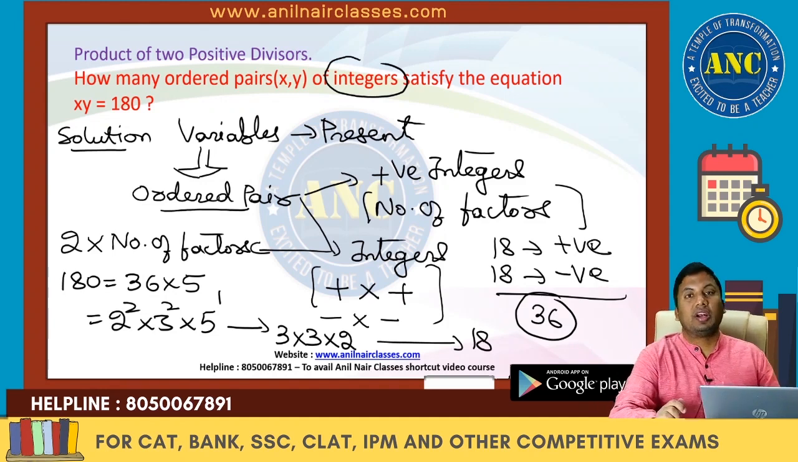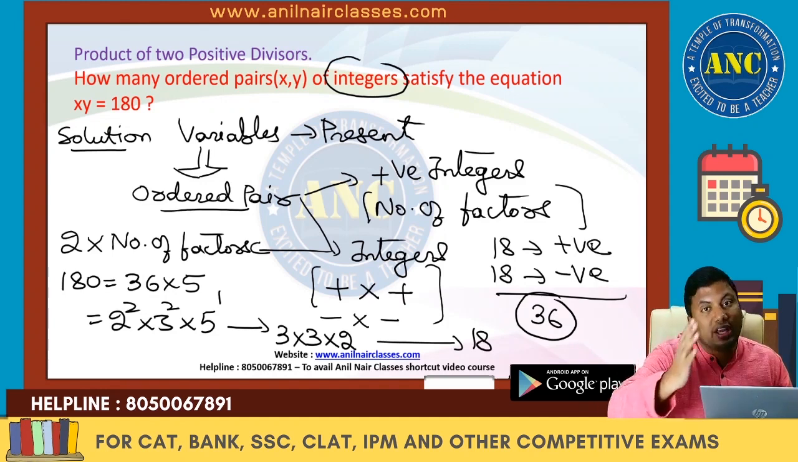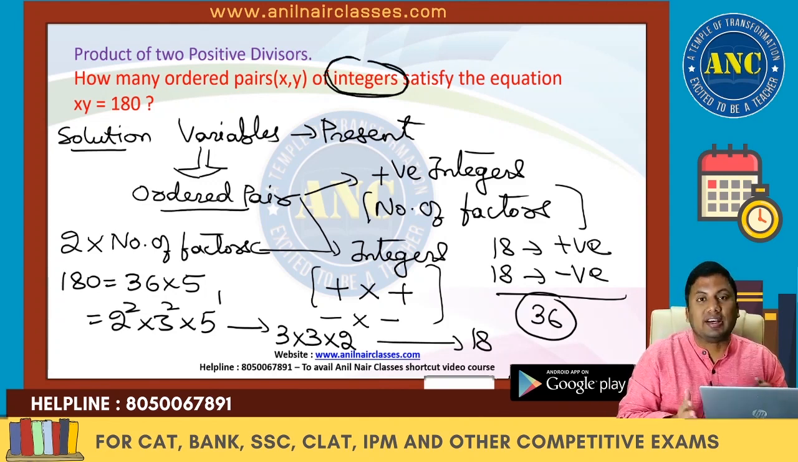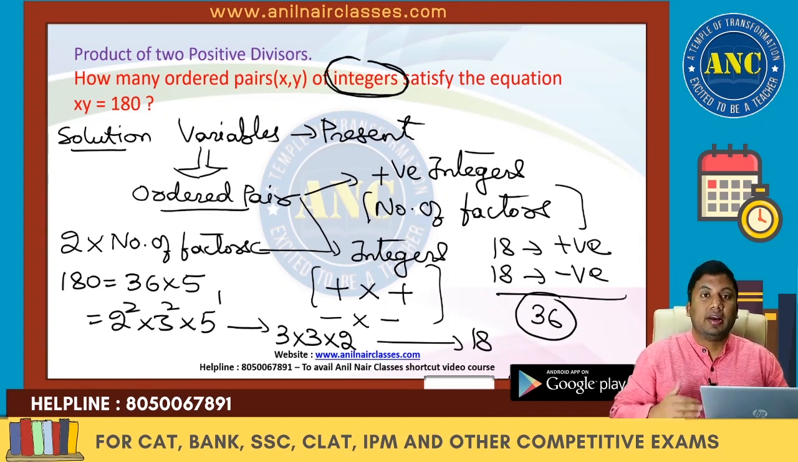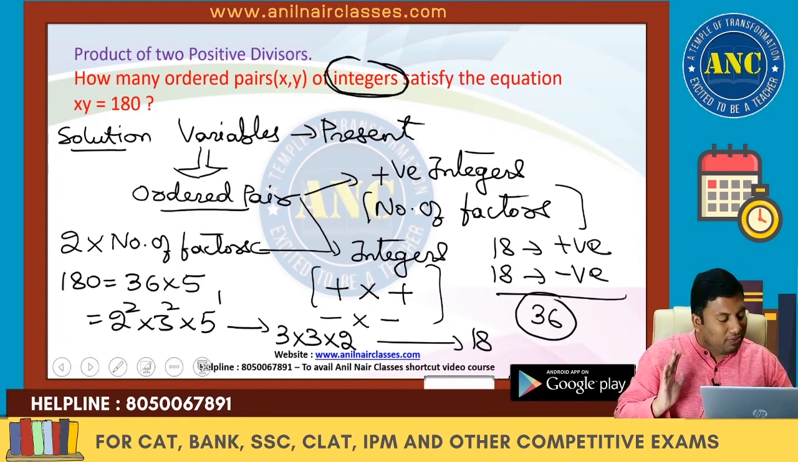Why is it not the number of factors? Why is it 2 times the number of factors? Because the question, beta, is asking for integers. It is not asking for positive integers. If it were positive, with both numbers positive, we would have got it. But it is asking for integers. I will take an example and I will show. I hope this concept is clear.